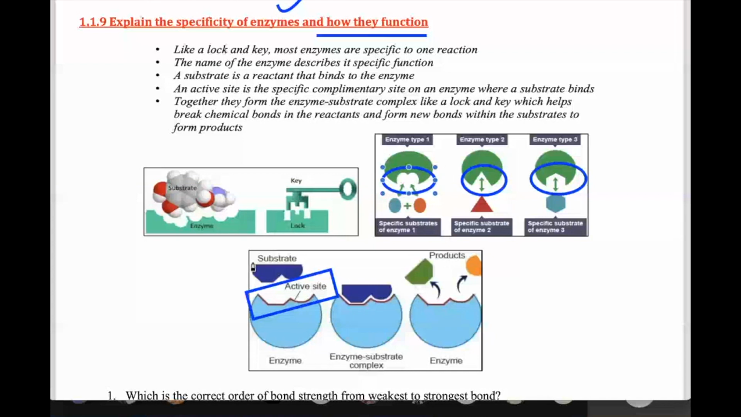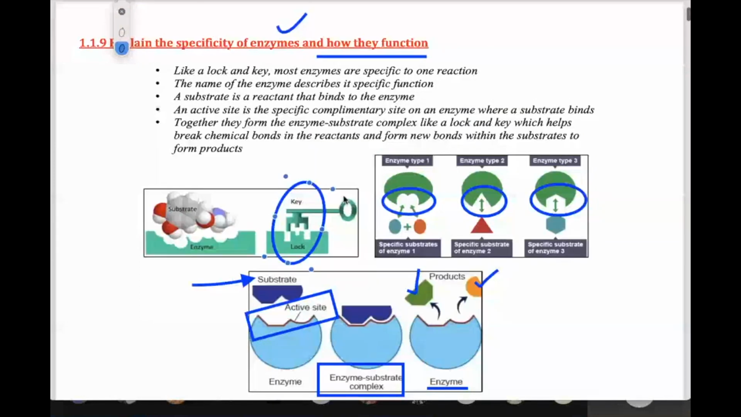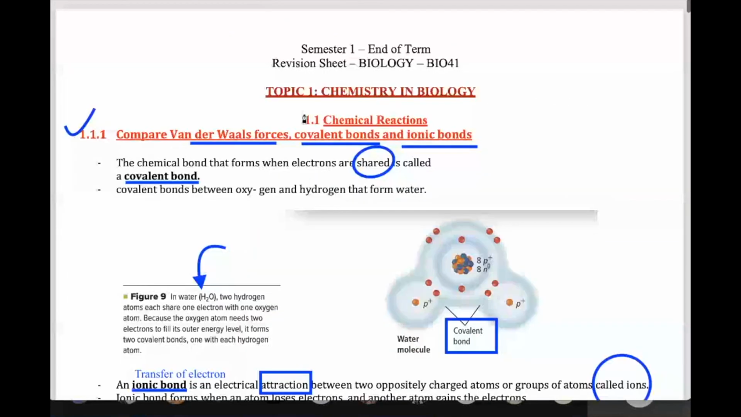A reactant is always called a substrate. The substrate binds on the active site and makes an enzyme substrate complex, and in the end the products are released. This is a product as well as this is a product. Both are called products, and the enzyme is released to go again and do another function. Enzymes follow the lock and key model. The enzyme acts as a lock and the substrate acts as a key. This is how the enzyme substrate works. These are the only two main KPIs from this topic.